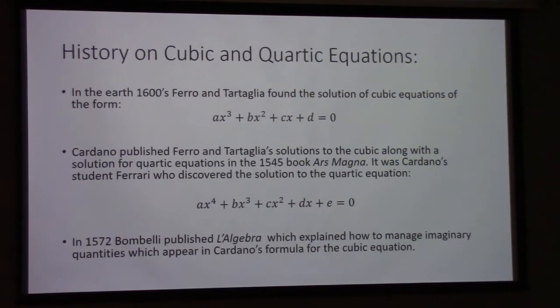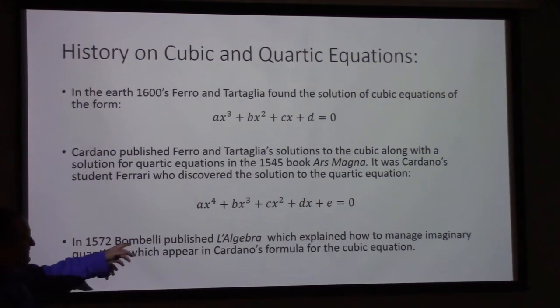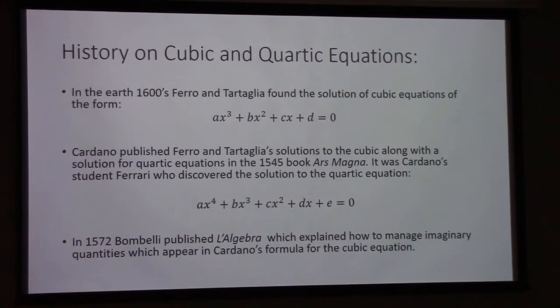So when they solved the cubic, they were actually solving it in terms of some sort of completion of a cube. It actually had this kind of idea. And there's an excellent YouTube video on this if you want to watch it. I can send you a link. Anyway, after that, Cardano published Ferro and Tartaglia's solutions to the cubic along with a solution to the quartic equation, which is this thing, in his 1545 book Ars Magna.